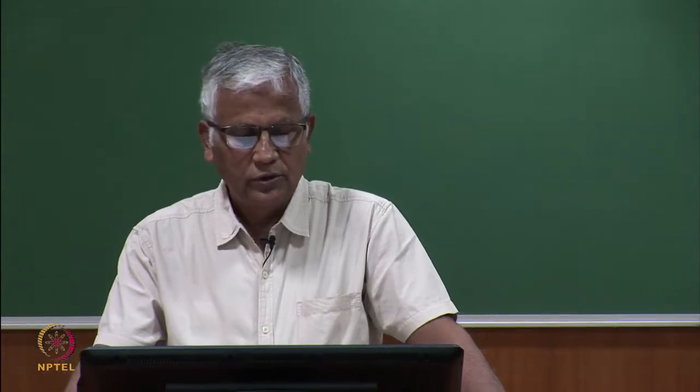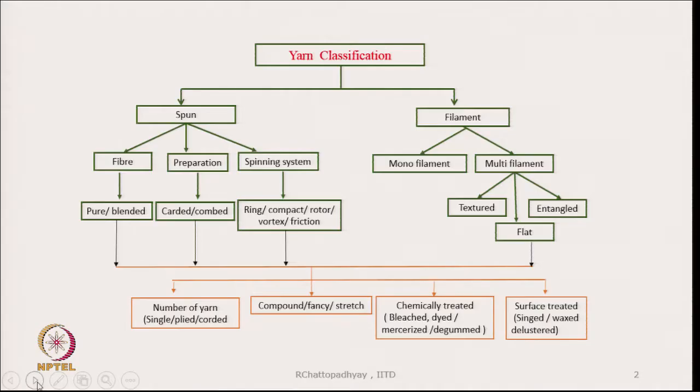Now, most of you are already familiar with the type of yarn that we have. So, if we look at this table, what we see here is that the yarn has been classified as spun yarn or filament yarn. Within spun also, the yarn can be further classified according to the fiber that has been used to produce the yarn, the preparation techniques and the spinning system that has been used to finally produce it.